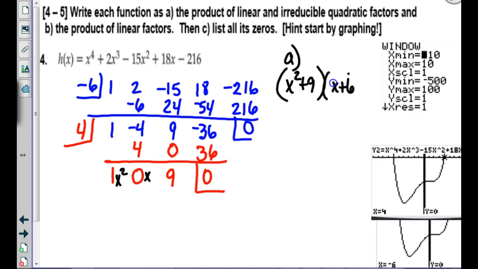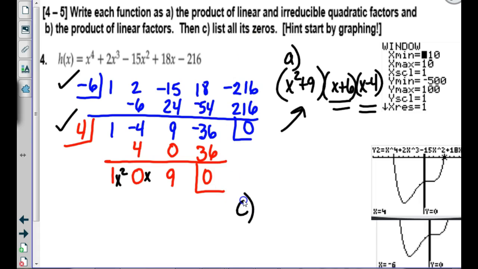X plus 6, right? And x minus 4. Okay, that is part A because it is now linear factors. These two are linear, and a quadratic that does not reduce, right? B says we have to write it as linear factors, which means let's find the zeros first. I don't know why they don't do it in that order. What are the zeros? Negative 6, positive 4.